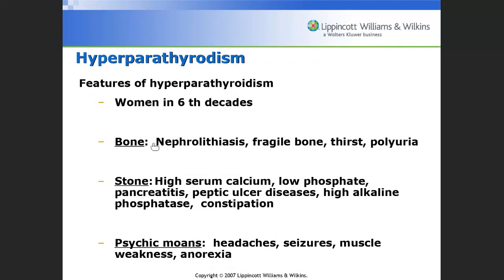Features of hyperparathyroidism: typically women in the late stage. Again, nephrolithiasis, basically nephro, litho meaning stone, so that just means kidney stones. Fragile bone, thirst, polyuria as well. High serum calcium, low phosphate, psychic moans, headache, seizure, weakness, anorexia, if you will. So hyperparathyroidism, easy: bones, stones, and psychic moans.